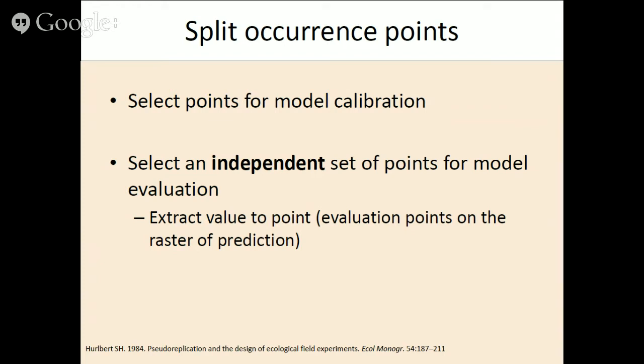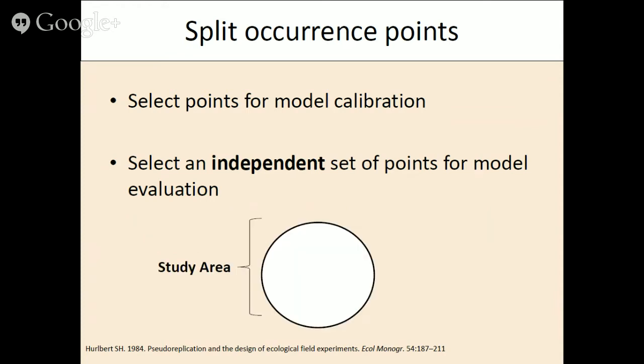we usually extract the value to point in the GIS software to know the value of the prediction under each point. Maybe this is not very clear, so I'm going to show some diagrams for this. Let's imagine that this white circle is one study area.